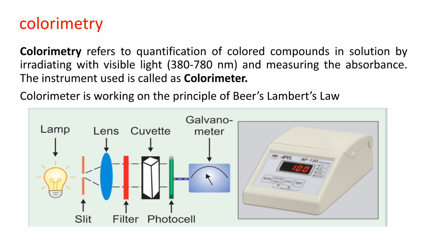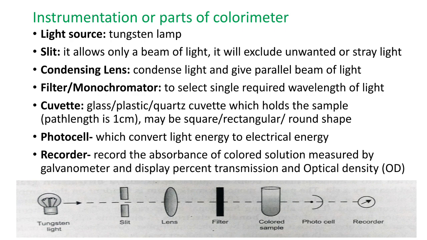This colorimetry works on the principle of Beer and Lambert's law. If they ask in the exam what colorimetry is, then the principle is Beer and Lambert's law, and you have to explain what it is. This is the instrument usually found in laboratories. There are different parts within the colorimeter: lamp, the light source, slit, lens, filter, cuvette, photocells, and galvanometer. Here you can see the parts of a colorimeter.